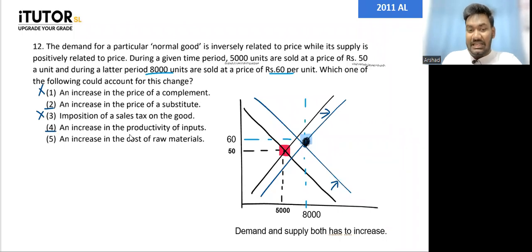And last one, increase in the cost of raw materials. What do you think happens there? If there is an increase in the cost of raw materials, the supply will decrease. Now that is completely wrong, no? Because we are looking at an answer where demand and supply are increasing. Okay.